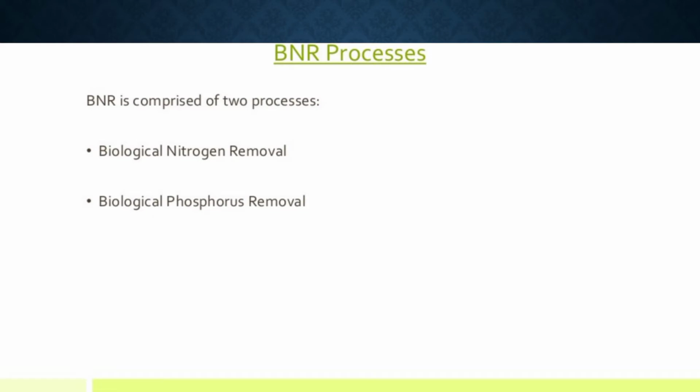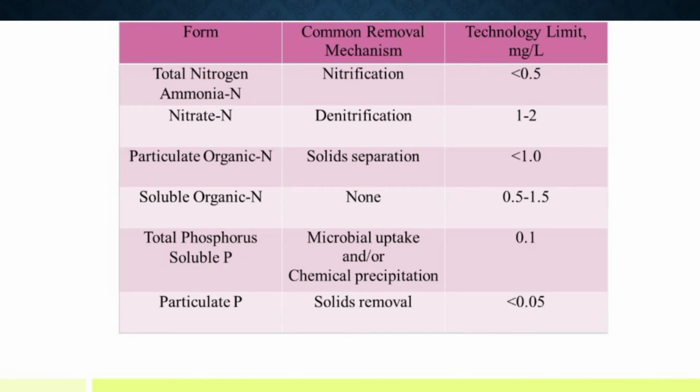Now here is BNR processes. BNR is comprised of two processes. First one is biological nitrogen removal and second is biological phosphorus removal. Here is the form, common removal mechanism and technology limits in mg per liter. For total nitrogen and ammonia, the common removal mechanism is nitrification, with less than 0.5 mg per liter. For nitrate, the common removal mechanism is denitrification, with 1 to 2 mg per liter as the technology limit, and there are others as shown in the figure.